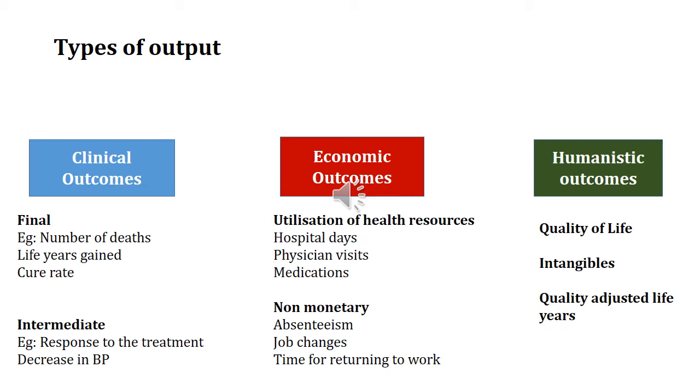The third type are humanistic outcomes. This includes quality of life. For example, whether a given drug or surgery has improved a patient's quality of life or not. It includes intangible aspects. For example, does a particular drug promote a sense of well-being? Now, well-being is something that you cannot measure, so it is intangible. So, about quality adjusted life years, we will learn a little later.